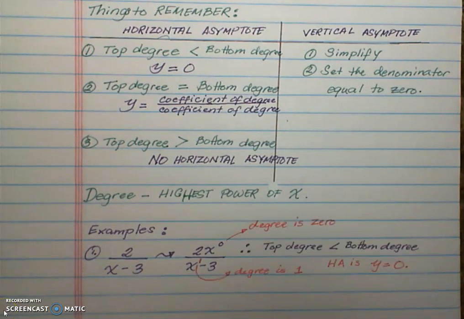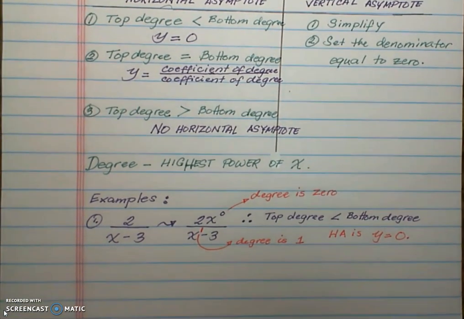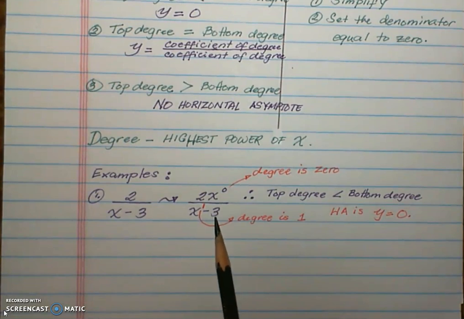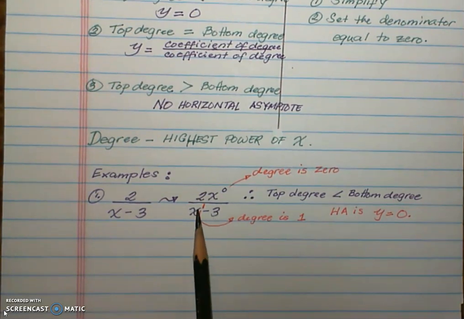All right, now let's take a look at the vertical asymptote. If I set the denominator to 0, the value that will make it a 0 is x equals 3. This becomes a 3. 3 minus 3 is a 0. Therefore, your vertical asymptote is x equals 3.